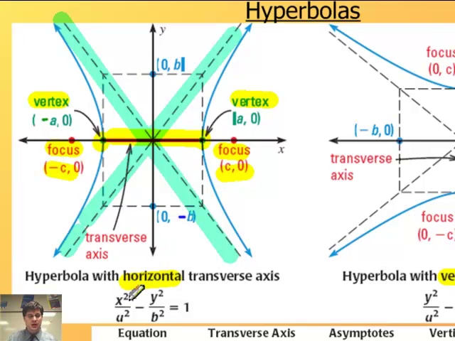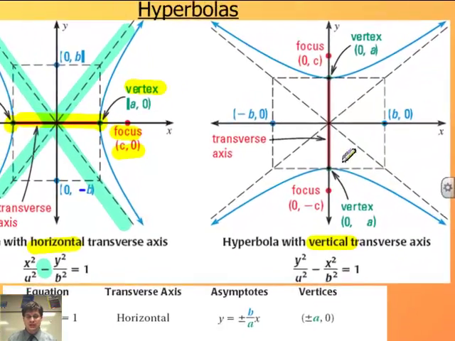Please note that the hyperbola equation is just like the ellipse equation, except it's got a minus sign instead of a plus sign. So here we have x squared over a squared minus y squared over b squared. So we have a minus instead of a plus. Thus, it gives us a new shape.